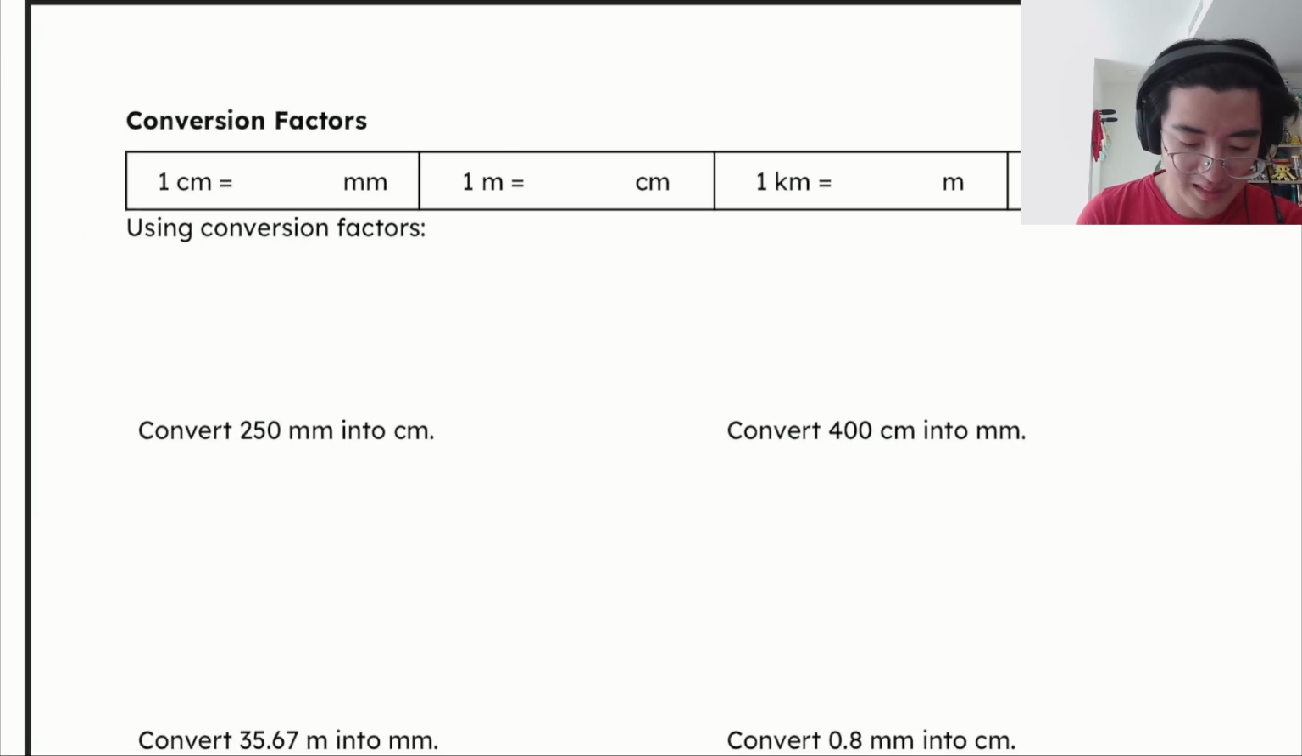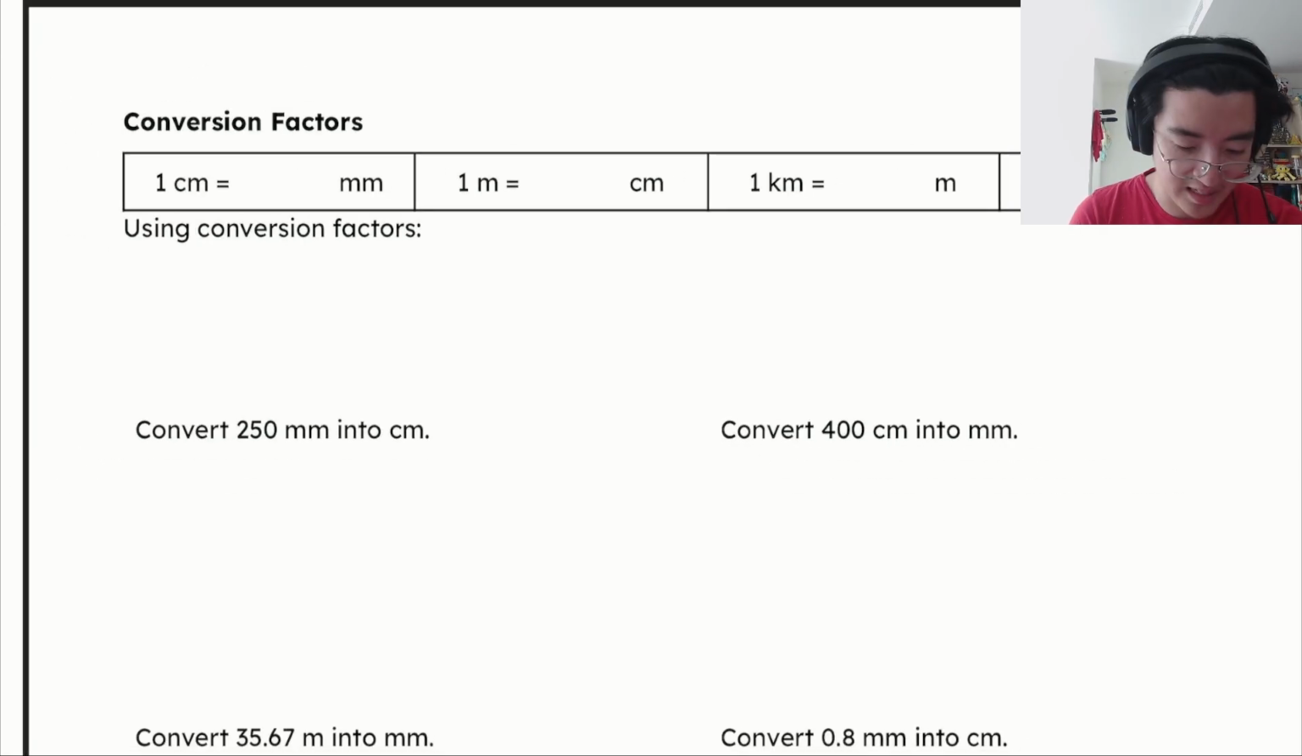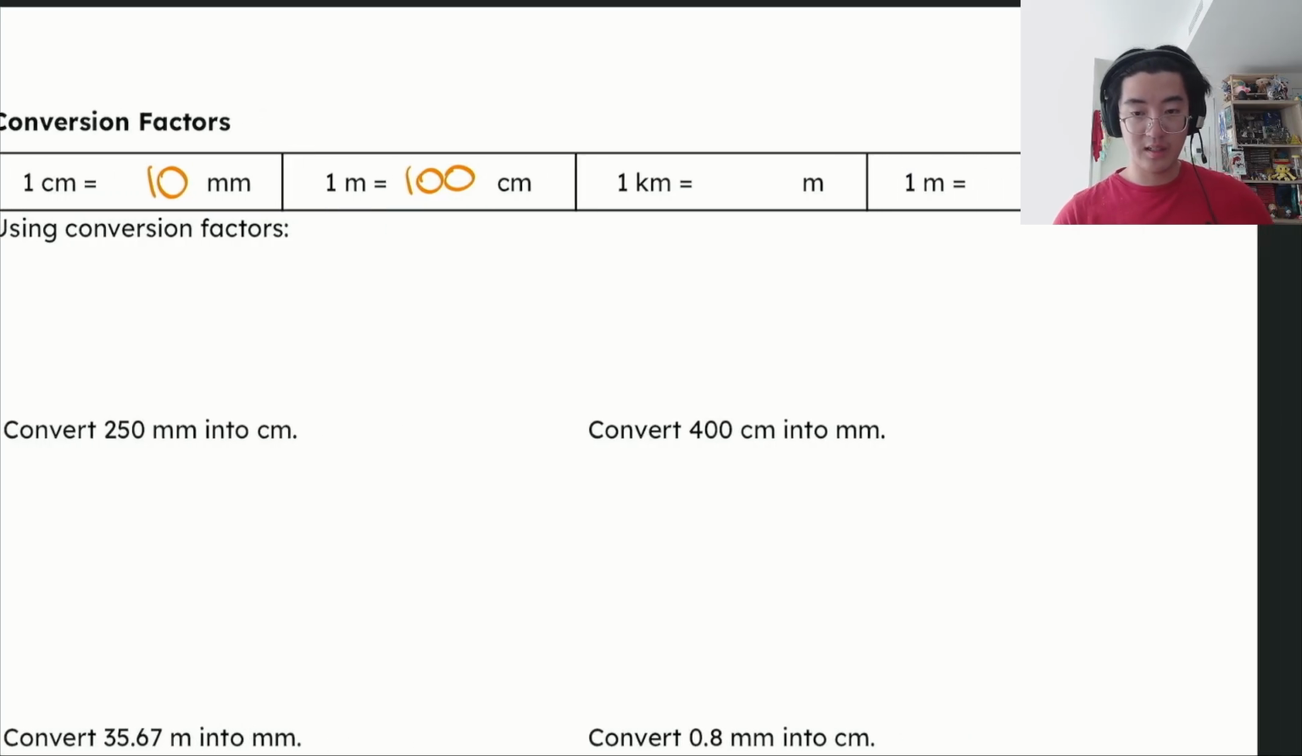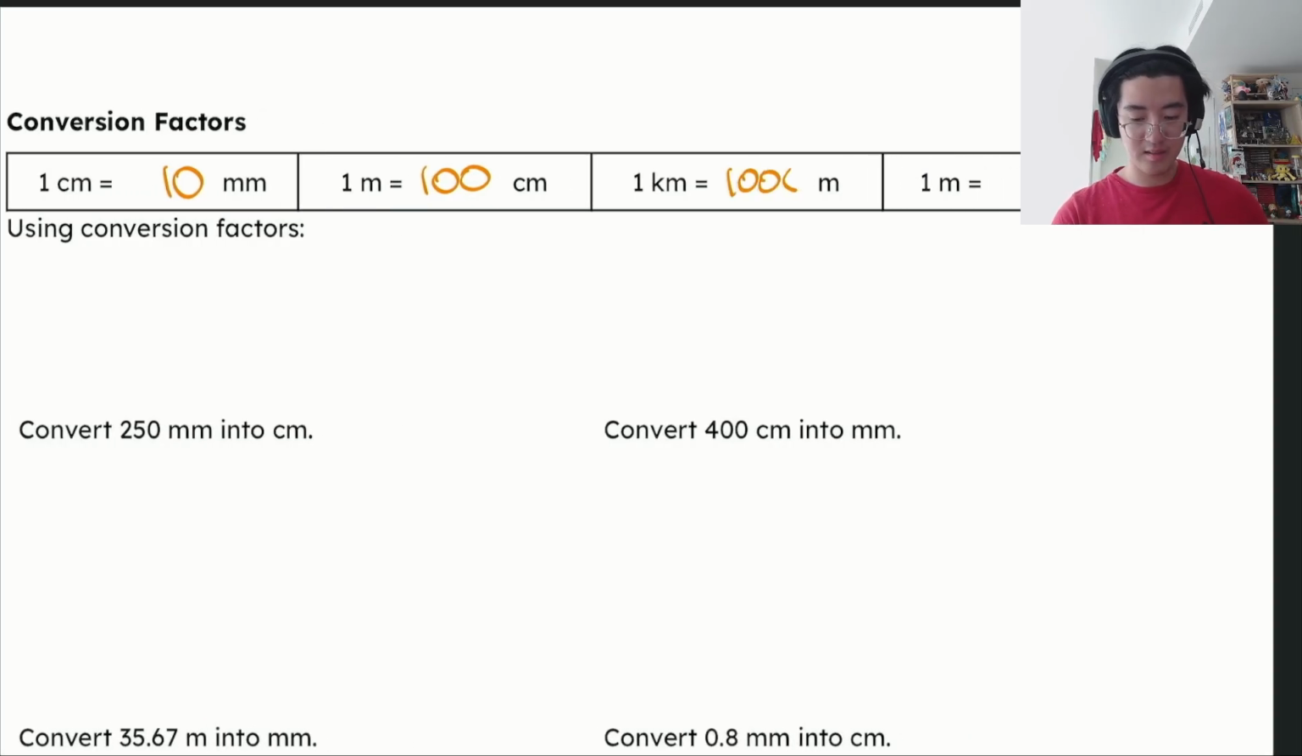Or all of them, actually. Right, so 1 centimeter is 10 millimeters, as you can see on the rulers. 1 meter is 100 centimeters. 1 kilometer is 1,000 meters. And 1 meter is 1,000 millimeters.